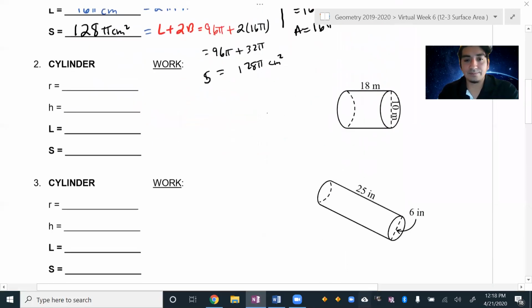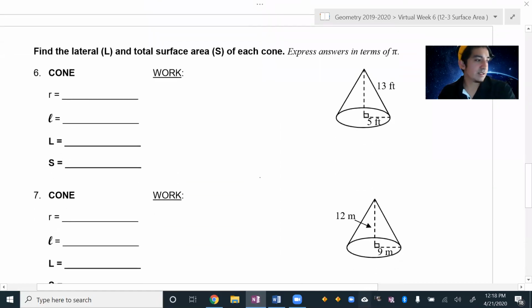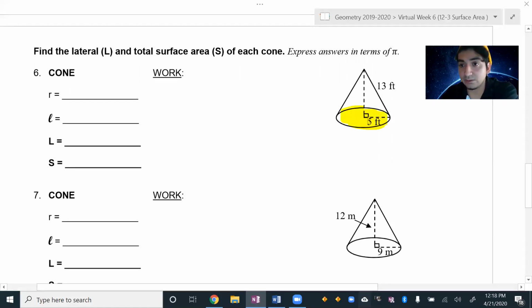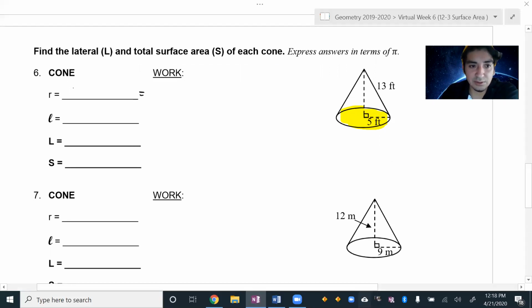Oh, the cone. Right, so the cone, what needs to happen is you're going to look for the radius. And in this case, for the cone, you're going to look for the circle again. So that means that my radius is worth 5 feet. So 5 feet, because it's given. Now the L is going to be slant height.